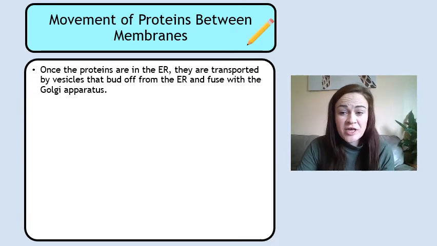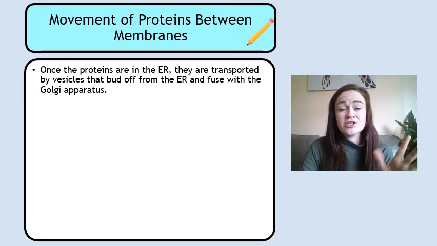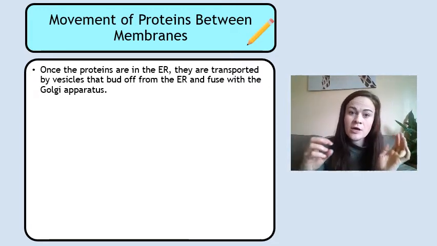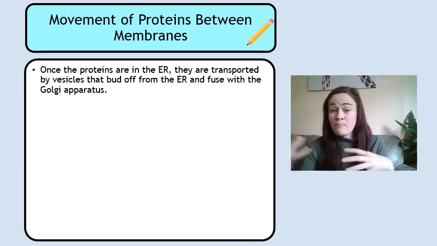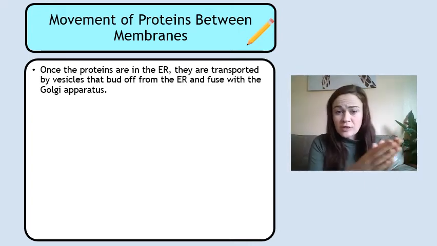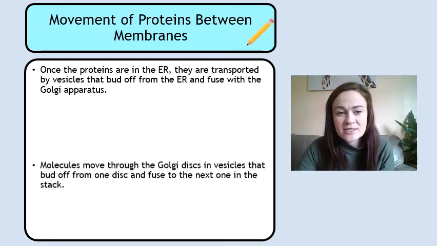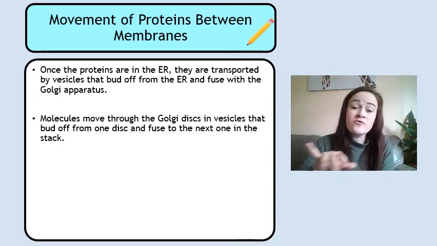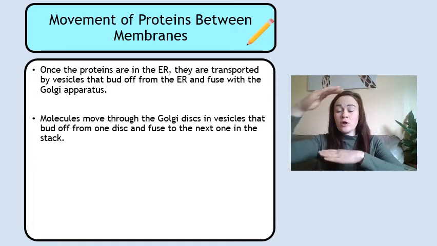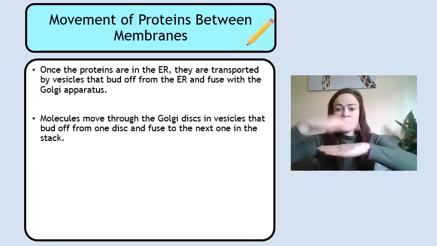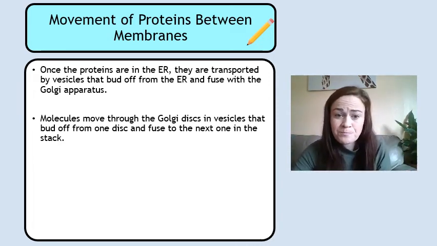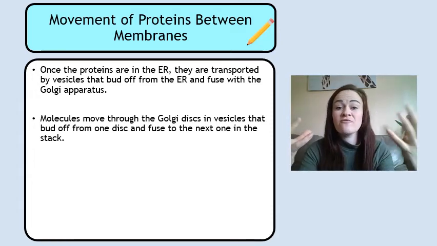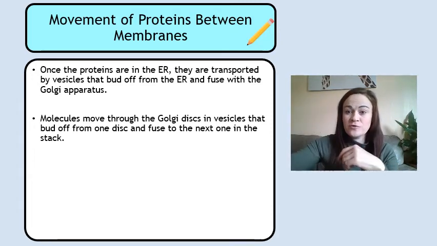Once the proteins are made in the ER, they're transported by vesicles to the Golgi apparatus. Remember, the vesicles bud off from the ER, and then they move along the microtubules and fuse with the Golgi apparatus. The proteins are going to move through the Golgi apparatus. Remember, the Golgi apparatus has various discs piled on top of each other. They move through these discs in the same manner, with vesicles budding off each disc to fuse onto the next one.